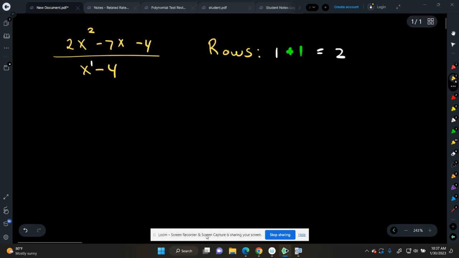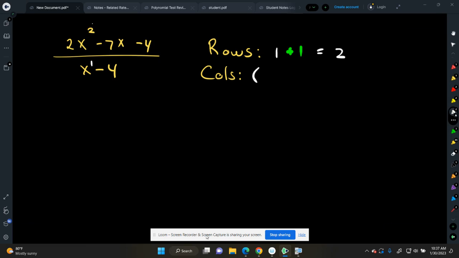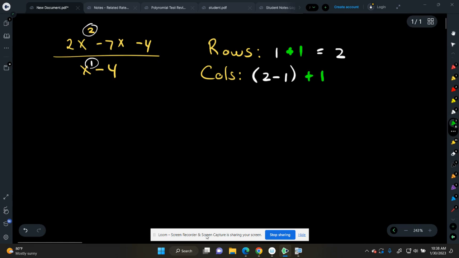Now, to figure out the columns, we take the difference in the exponents. So the exponent on top is a 2, and the exponent on the bottom is a 1, so it's 2 minus 1. And then we add 1. We always add 1. So in this case, it'll equal 2. All of the problems that I gave you for homework will work out like that, 2 by 2. You need to be writing this in your notes so that you know where it came from.